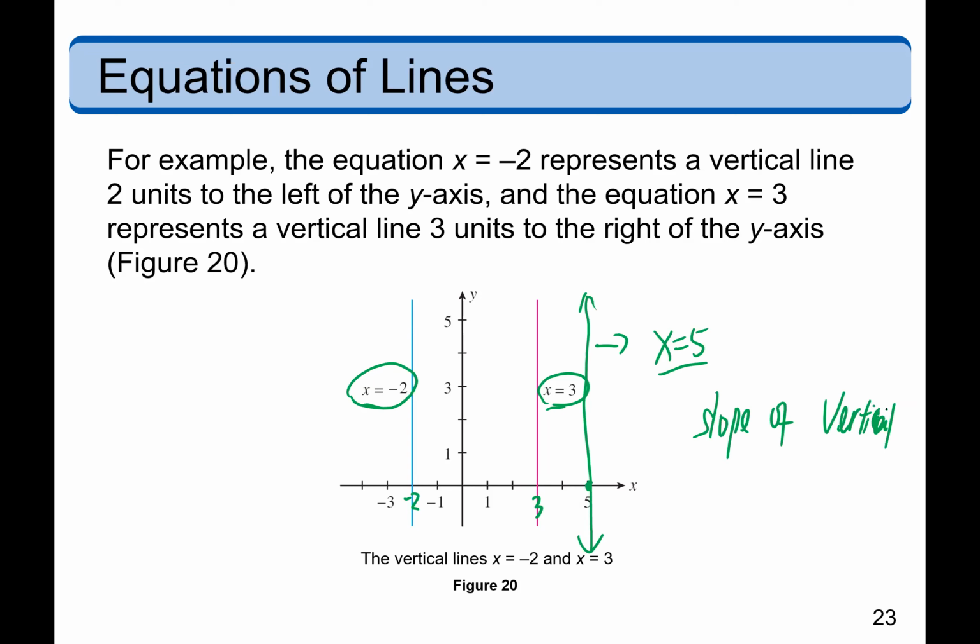I think we talked about this earlier, right? The slope of all the vertical lines is undefined, because the denominator is 0. Because the x value is the same, the horizontal change is always 0. So that's why slope is undefined.